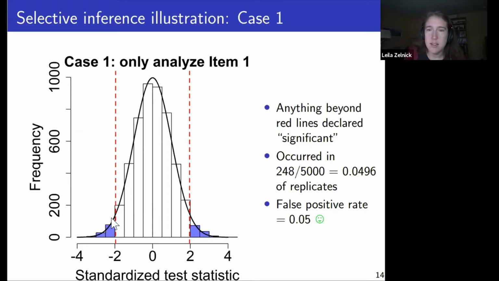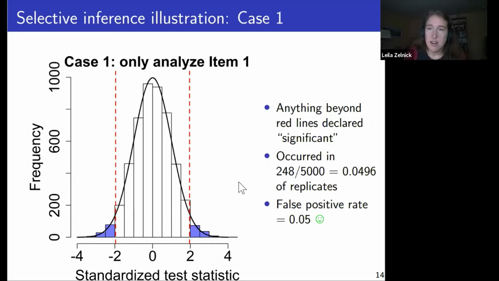So this black line is showing the density that we expect under normal rules of inference. The red dotted lines, again, are showing our line in the sand: if we got something beyond those lines, we would declare there to be an association, we would declare it significant.